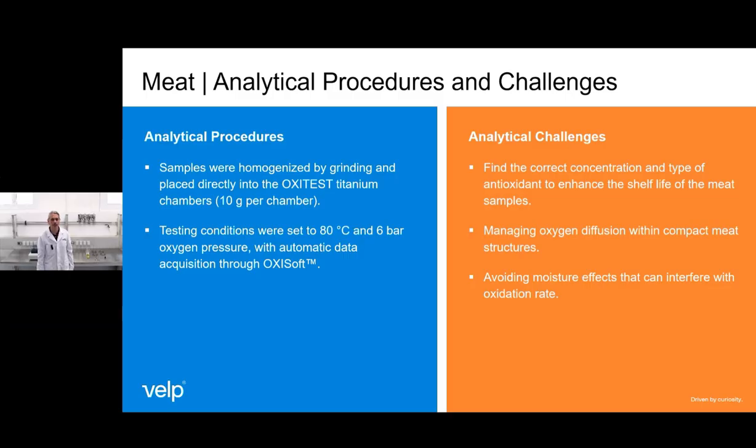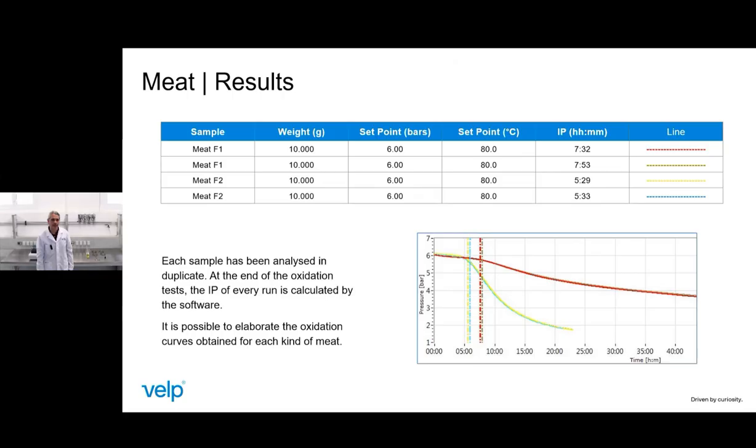10 grams of sample have been placed into the reactor batch, and the test conditions were 80 degrees Celsius and 6 bar. In these conditions, the oxidation of the product is accelerated, and the effects of different antioxidants to preserve the meat can be better appreciated. Samples have been tested in duplicate.